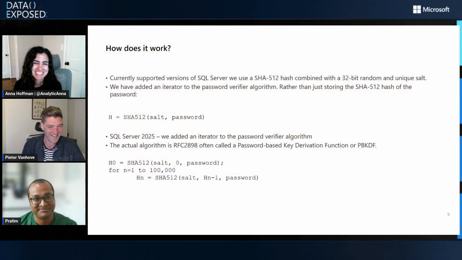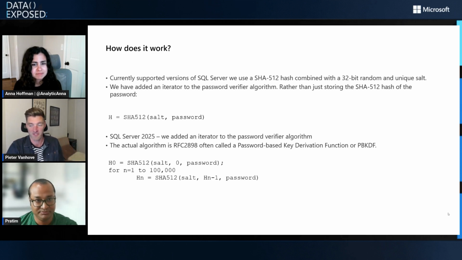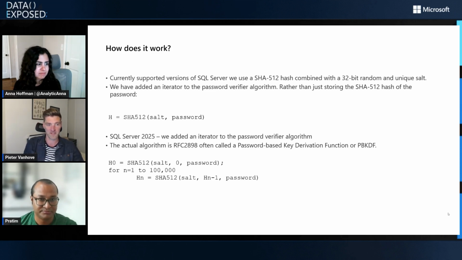Yeah, exactly. So in the beginning of SQL 2012, when we store passwords in SQL Server, we're storing them with the SHA-512 hash, and we're combining that with a 32-bit random and unique salt. So this literally made it almost impossible for hackers to fetch the passwords inside the database. Now, in SQL 2025, we're still using that SHA-512 hash, but instead of hashing it one time, we're hashing it with an iteration of 100 times.